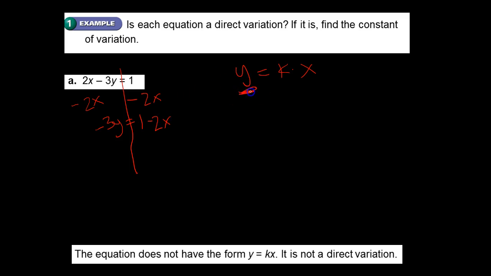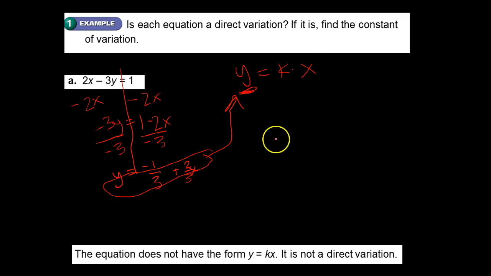My goal is still to get y by itself, so I need to divide everything by negative 3. Y equals negative 1/3, and the minus becomes a positive 2/3 x. So my question is, is this in the y equals kx form? Your answer should be no, because we still have this constant here. So the equation does not have the form y equals k times x, so it is not a direct variation.